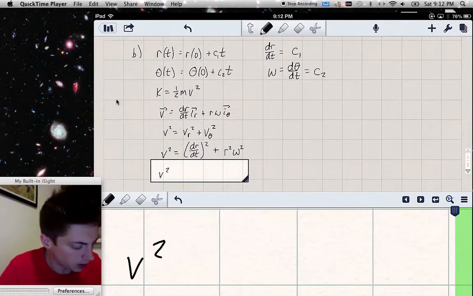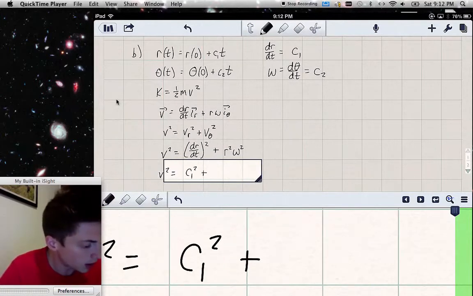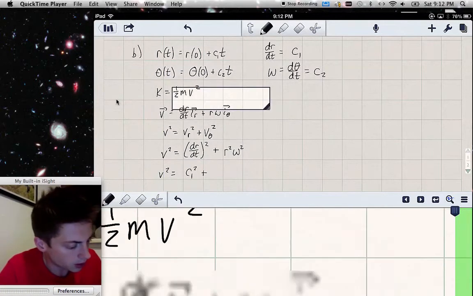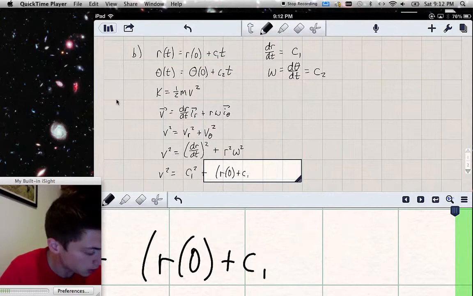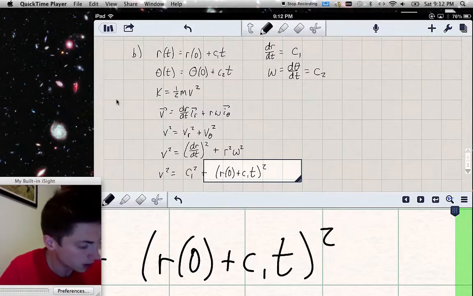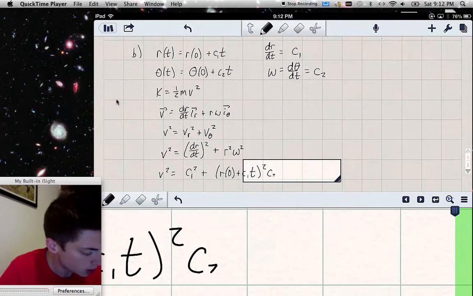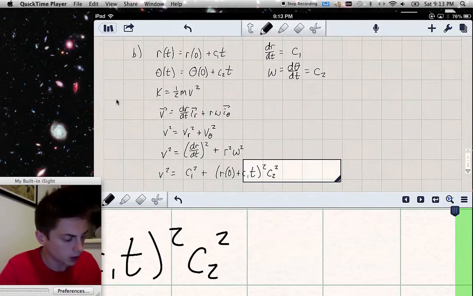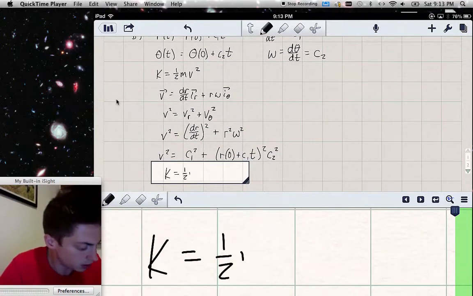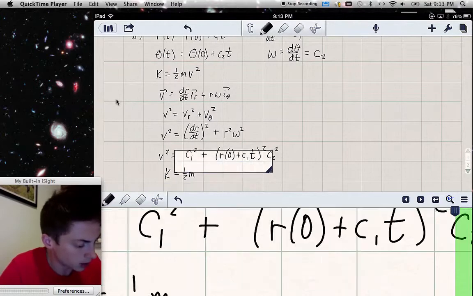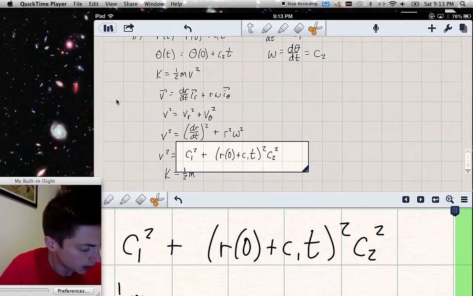We have v squared is equal to c1 squared, dr/dt squared, plus, and then r is given by this function, okay? r of t. So we need to write (r0 plus c1 t) squared. Omega squared is given by this result here, c2 squared. That's v squared. K is just 1/2 times m times this. And I'm not even going to write it again, right? Just copy and paste it real briefly. And that's it, okay?